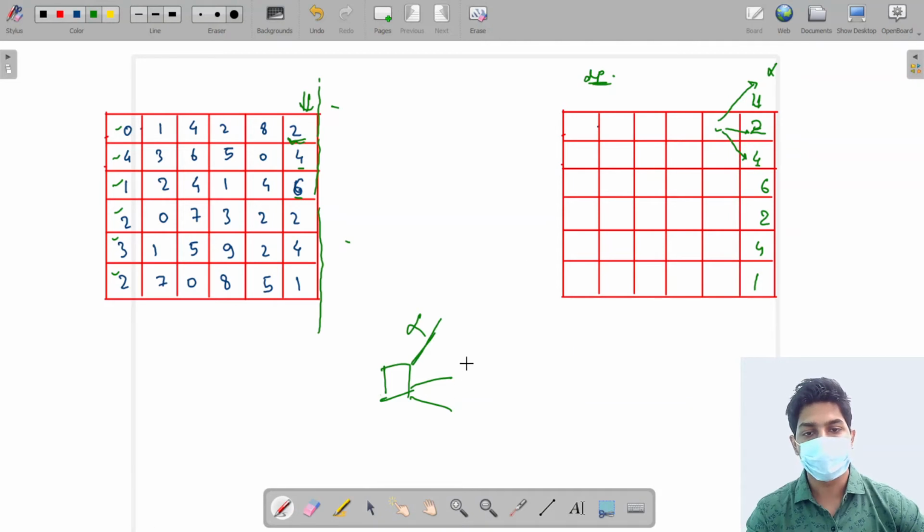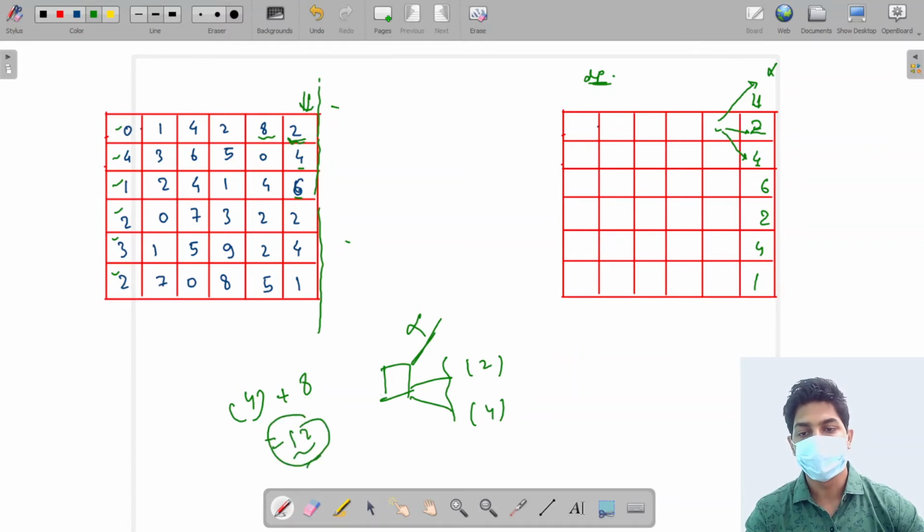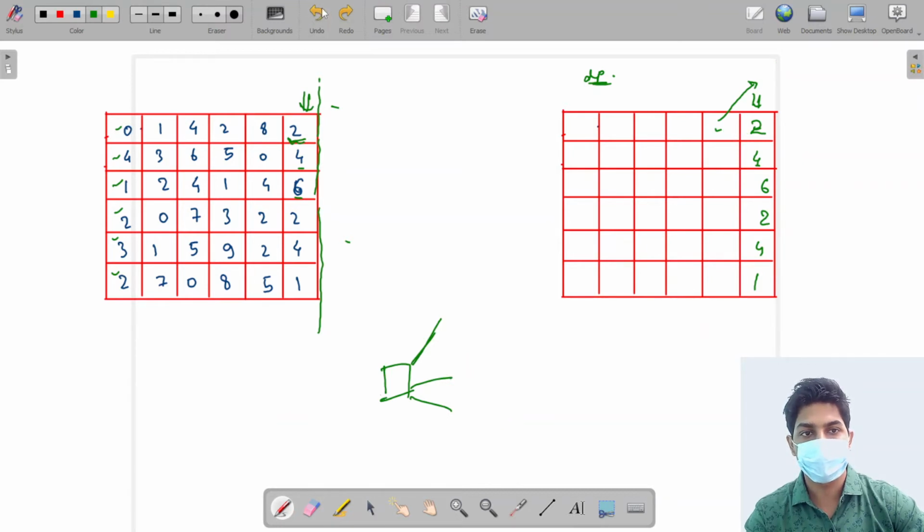This direction gives me 2 and this gives me 4. The maximum of 2 and 4 is what? 4, plus the gold which I have is 8. So 8 plus 4 equals 12. So the maximum gold that I can dig if I start digging from this point is 12. Let me write that. So maximum gold at this point is 12.